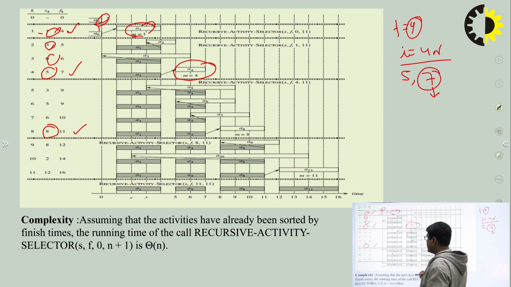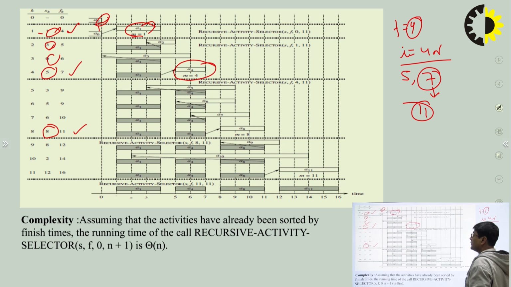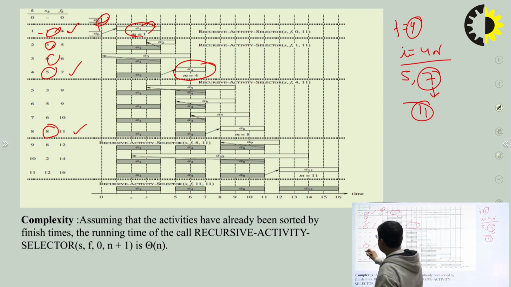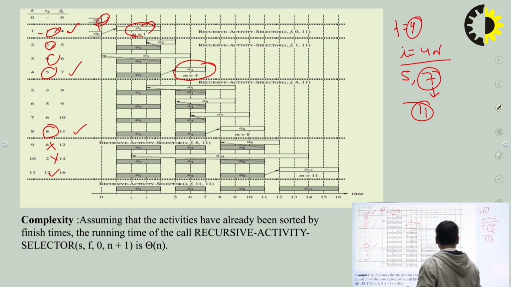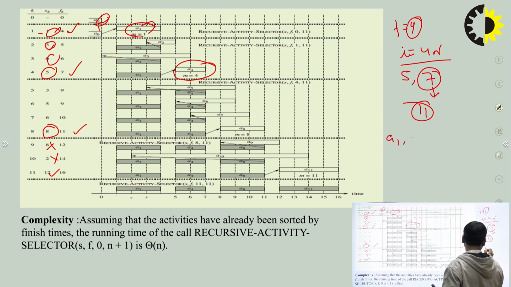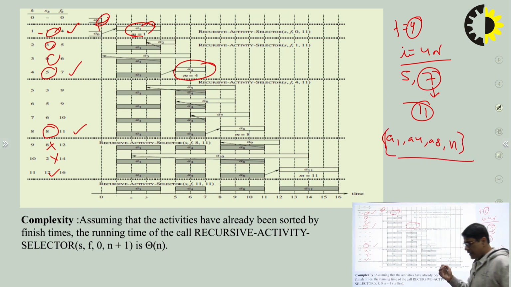Now again, we have to check the finish time of this particular A8. So it is 11. So now whatever activity has a start time of more than 11, we would choose that. So this particular activity is discarded, this activity is discarded, and only this will be taken. So now the activity set is A1, A4, A8 and A11. These 4 activities have been executed in that particular lecture hall by using this formula.